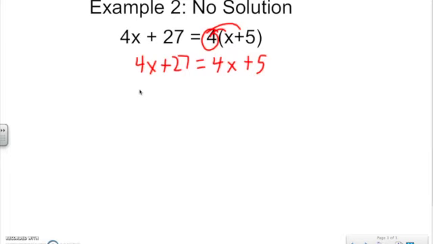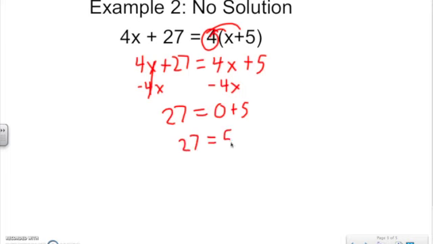Again, it doesn't matter which side we take these to. Since I took it to the left in the last problem, I'll take it to the right this time. I'm going to subtract 4x from both sides. These will cancel. I'll get 27 equals. Now, if I look over here, this is going to cancel too. 4x minus 4x is going to give me 0. So that's going to be 0 plus 5. So when this simplifies, I get 27 equals 5.